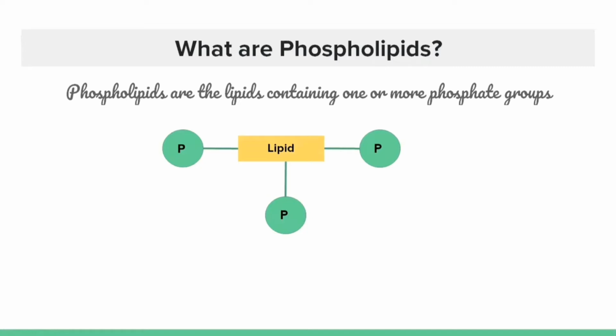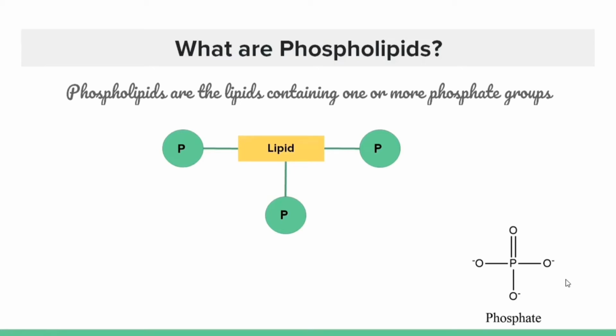Now you have got an idea that phospholipids have two components, the lipid and phosphate group. Let's understand both of these components briefly and one by one. Starting with phosphate group, it is a functional group characterized by a phosphorus atom bonded to four oxygen atoms. Since phosphorus is pentavalent, one oxygen atom is bonded by a double bond and the others by single bonds.